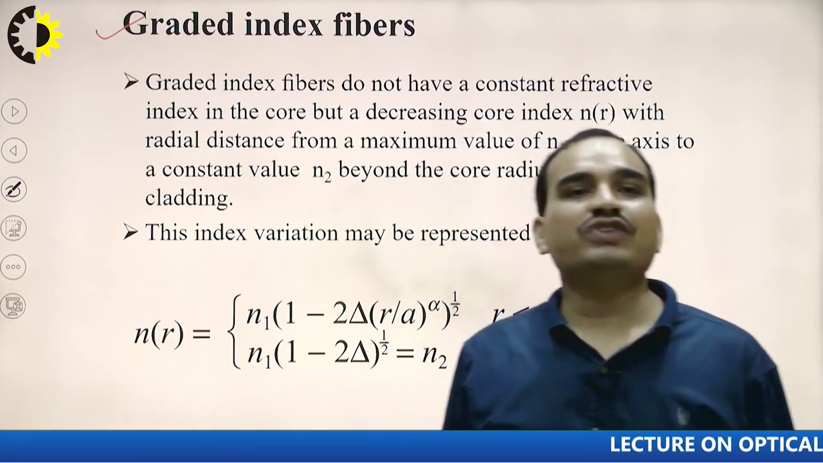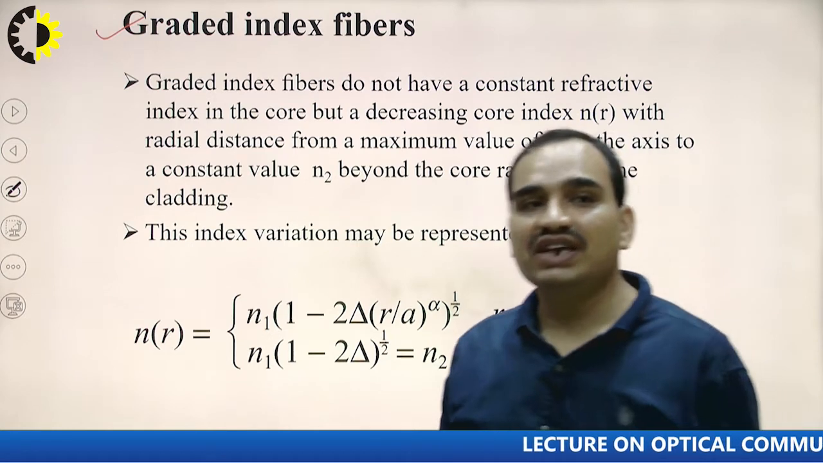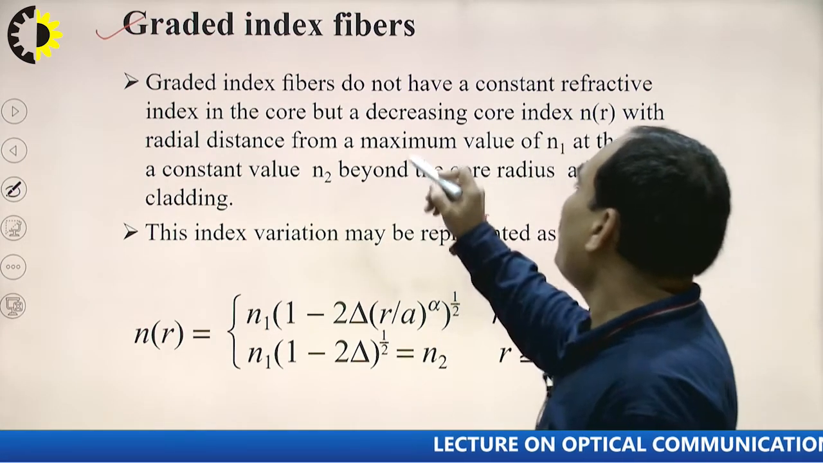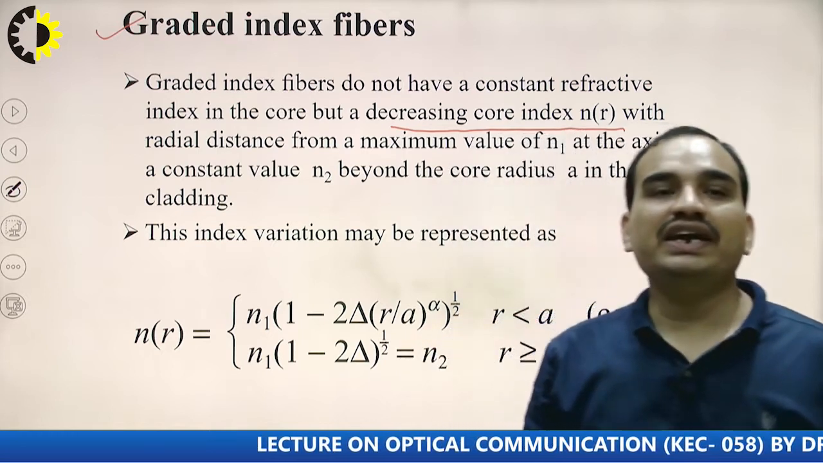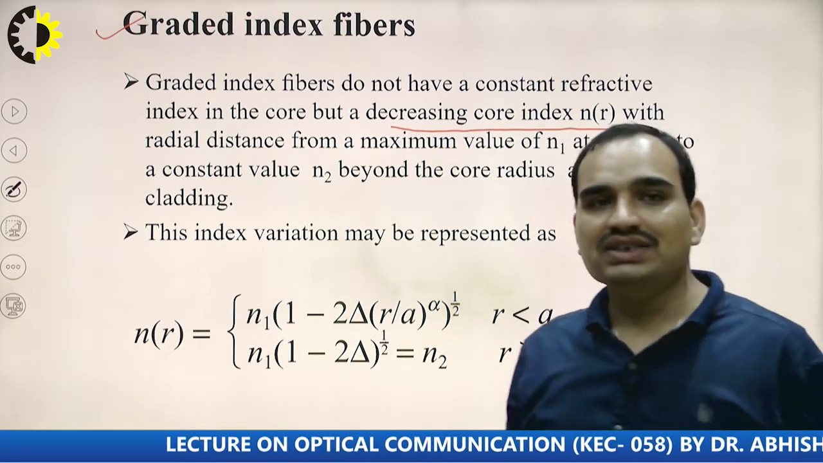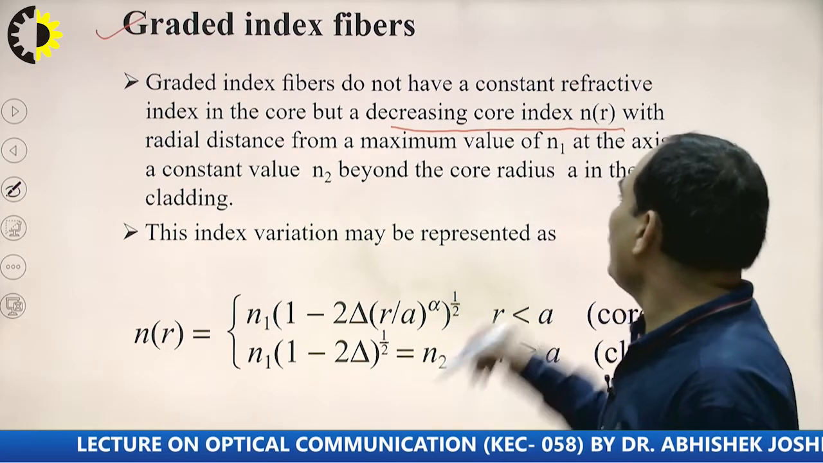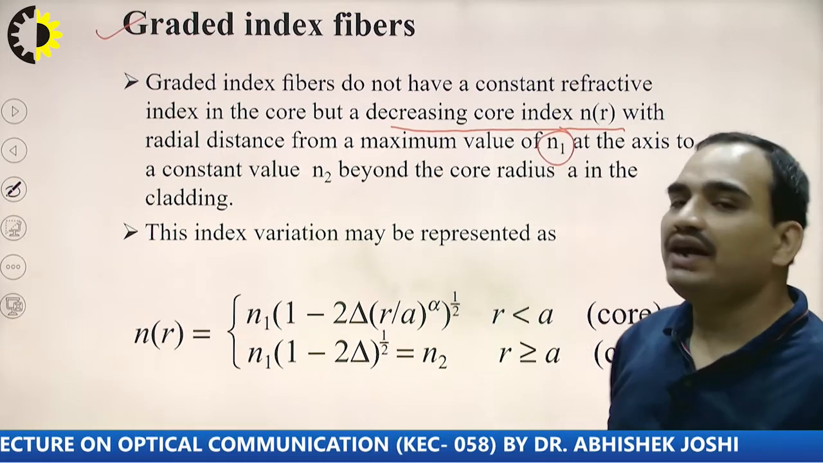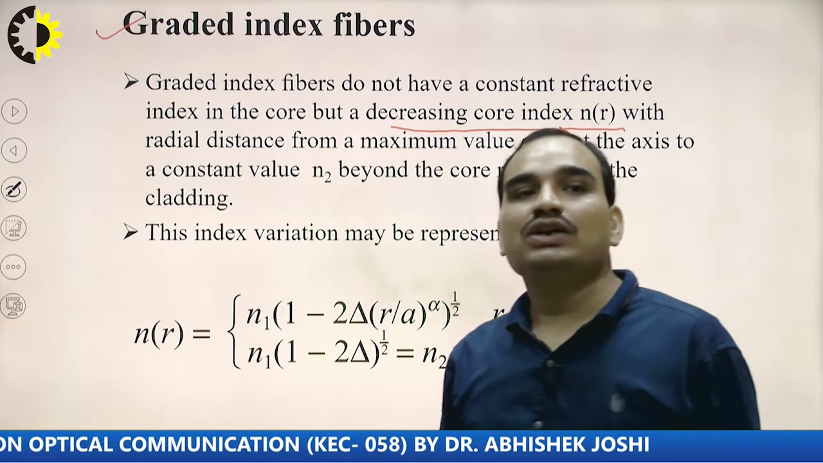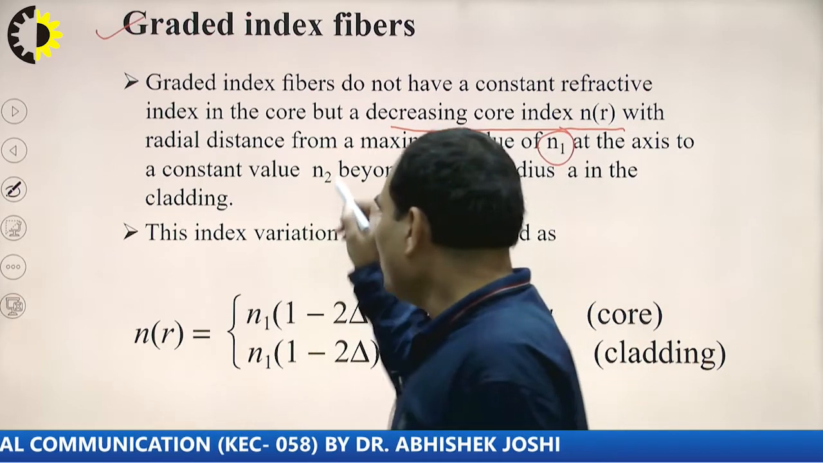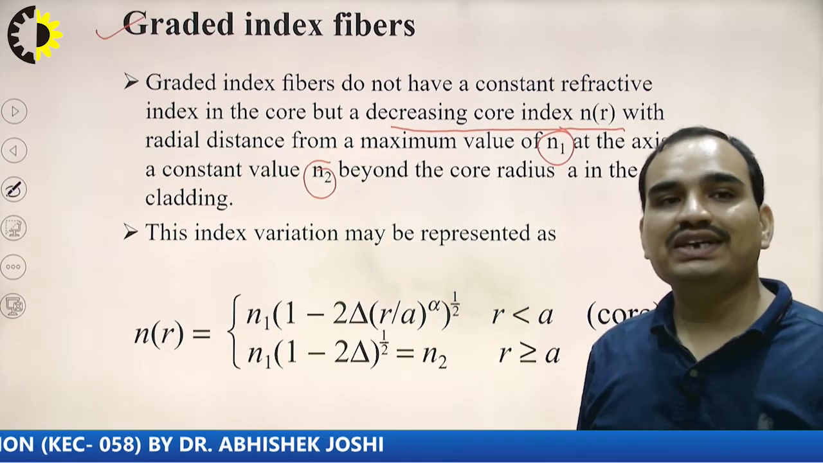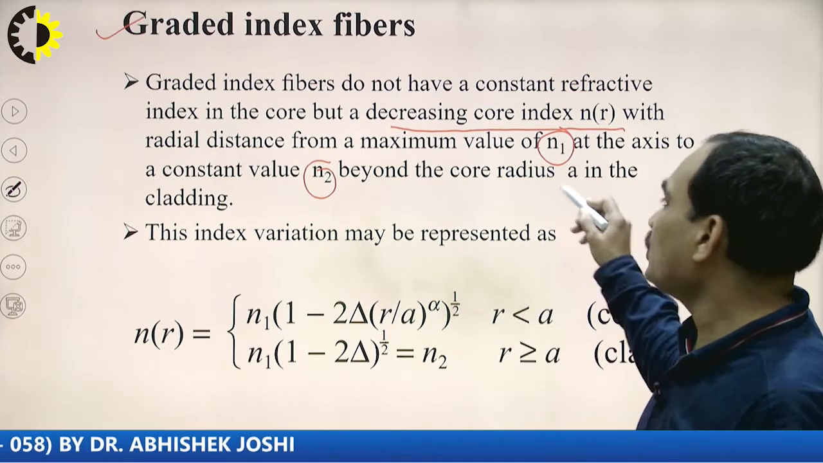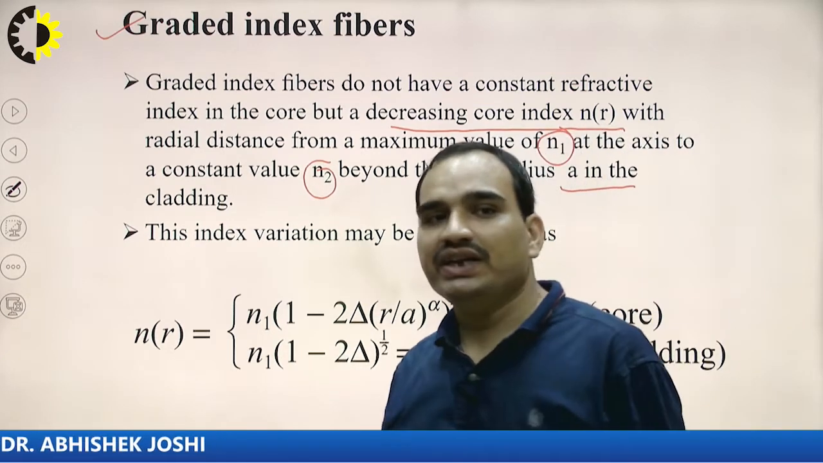Now the next important topic is the graded index fiber. So graded index fiber does not have a constant refractive index but a decreasing core index with respect to the radial distance or radius from a maximum value, that is having n1 at the axis to a constant value n2. So it is varying from n1 to n2 beyond the core radius a in the cladding. So even in the cladding it is varying.